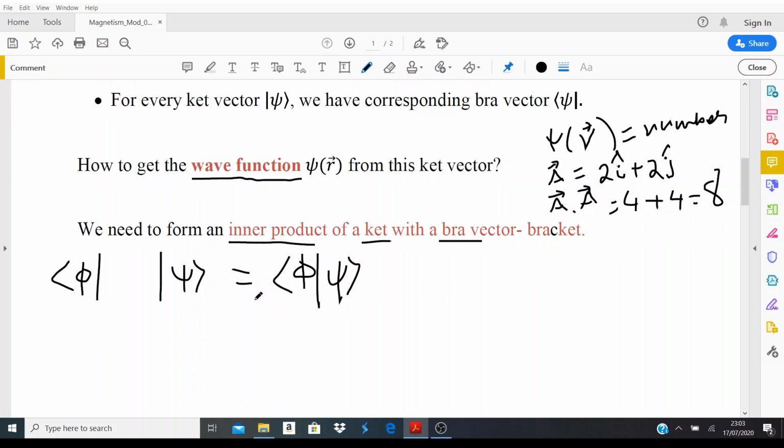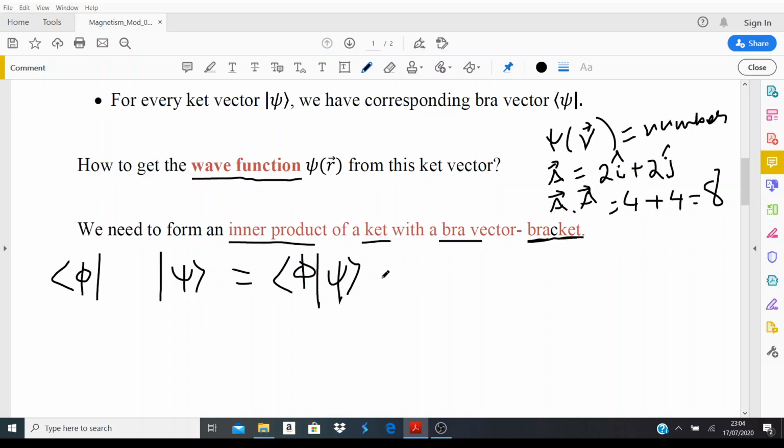So that's a notation for inner product between a bra vector phi and a ket vector psi. You can see this forms a bracket, right? So bra and ket. This notation was invented by the famous physicist Paul Dirac. That's why we usually call this Dirac bracket notation, right? So you have a ket vector. If you perform an inner product, you get a number.